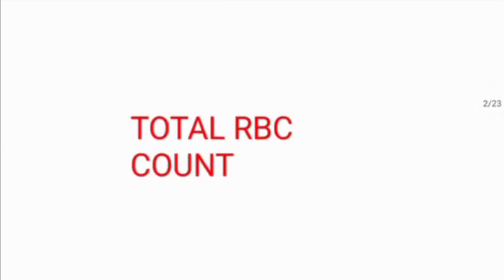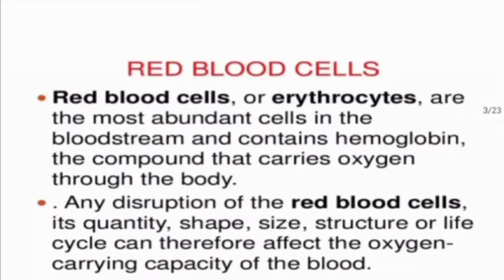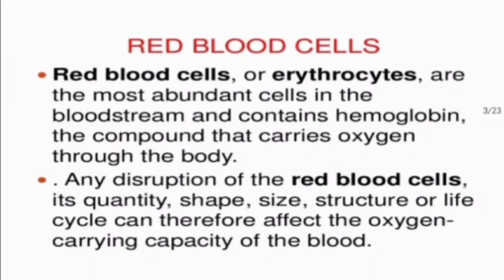Today my topic is total RBC count. RBCs are red blood corpuscles, which are also called erythrocytes. Red blood cells, or erythrocytes, are the most abundant cells in the bloodstream and contain hemoglobin, the compound that carries oxygen through the body, which is required for human beings.